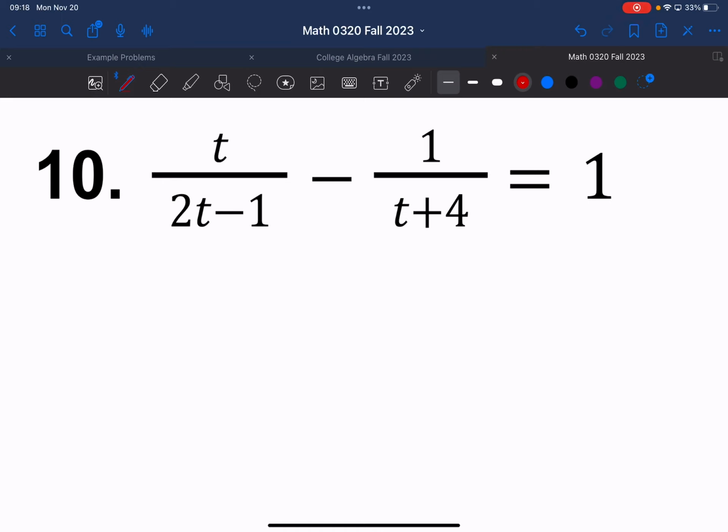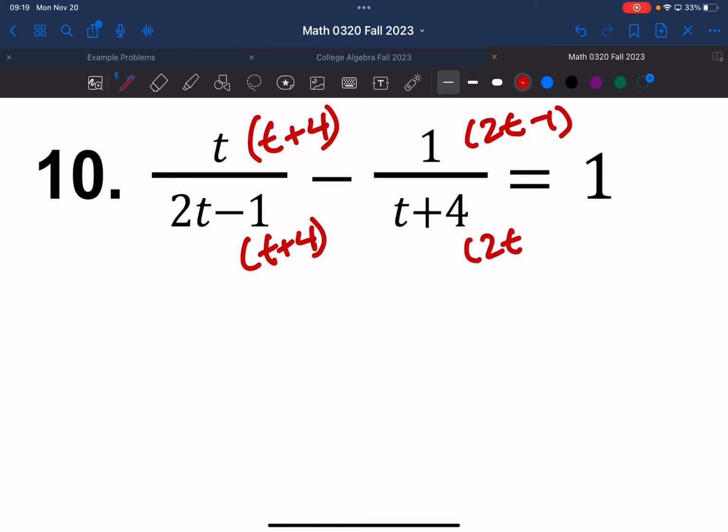So knowing that's going to be our common denominator, what is the first fraction missing? T plus 4. So t plus 4, top and bottom, we're going to multiply that by it. What about the second fraction? 2t minus 1 times 2t minus 1. So we're going to go ahead and do that first so we can combine these two fractions into one.